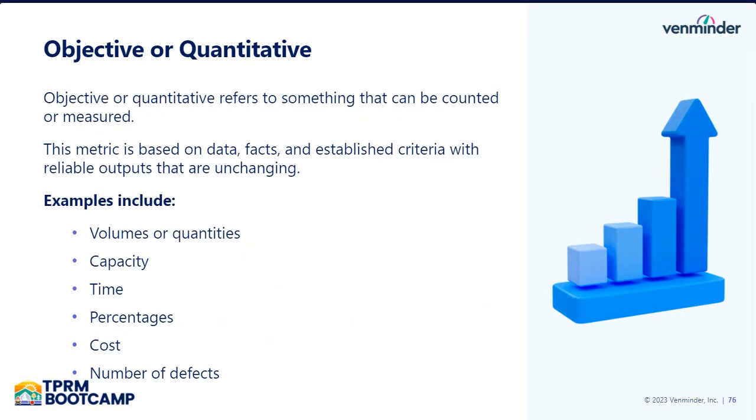Objective or quantitative metrics refer to something that can be counted or measured. It's definitive. This metric is based on data, facts, and established criteria with reliable outputs that are unchanging. Examples are listed here, like volumes or quantities, capacity, time, percentages, cost, or number of defects.